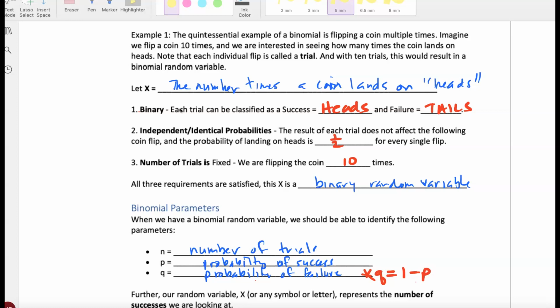The trials are independent and identical, where we assume the coin is fair and that one flip does not affect the outcome of another. So that's independent, and the probability doesn't change. It's always a half that it lands on heads. Fixed n, your n is 10. All three requirements are met, and this would be considered a binomial random variable.